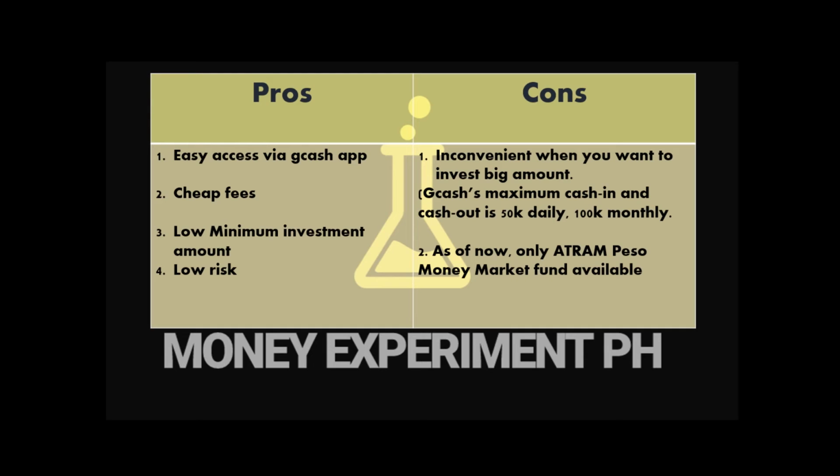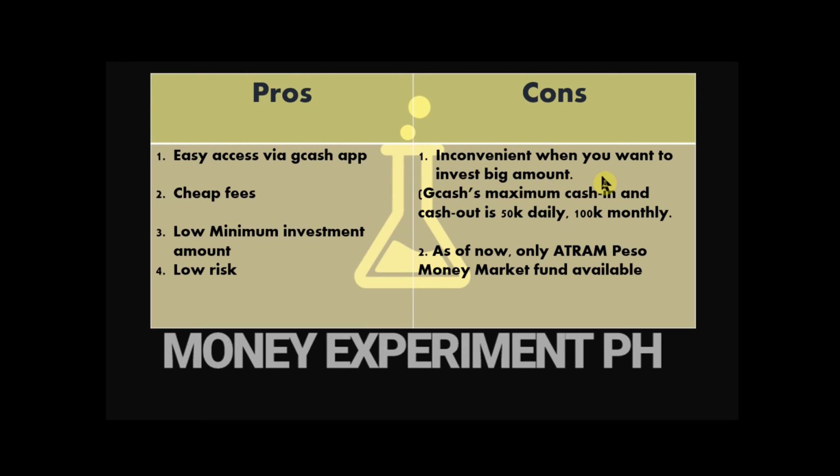This review only covers ATRAM Peso Money Market Fund, as it is the only available investment option under GCash Invest Money. For pros, number 1, very easy to access via the GCash app. Number 2, the fee is very cheap compared to other Peso Money Market funds. Number 3, low minimum investment amount of 50 pesos. Number 4, low risk.